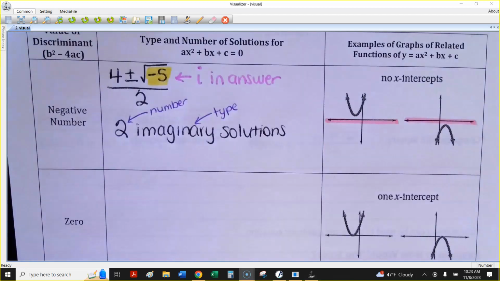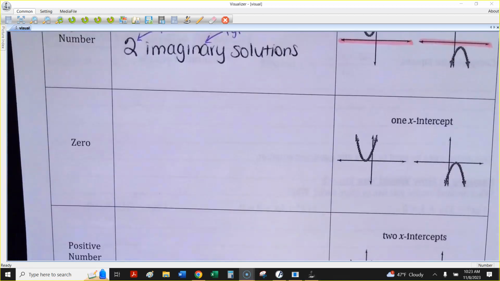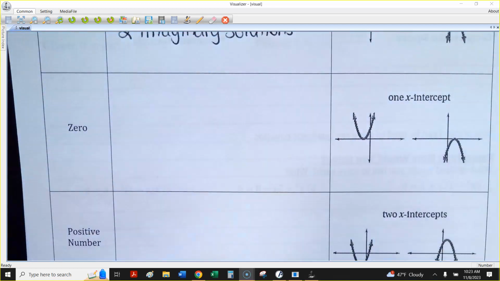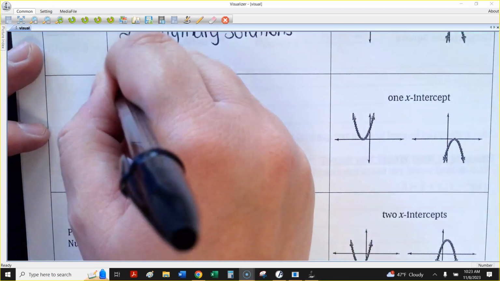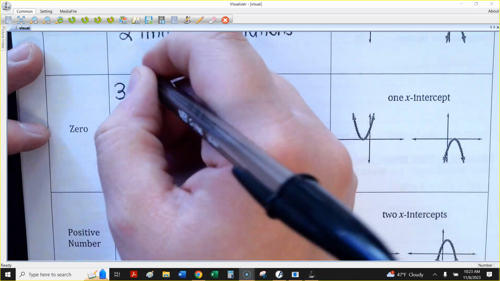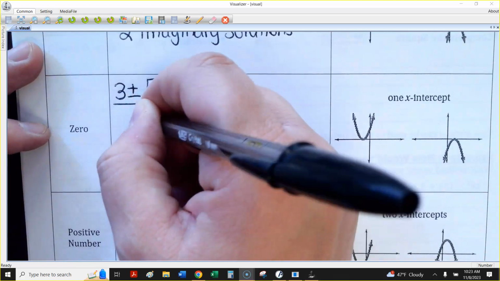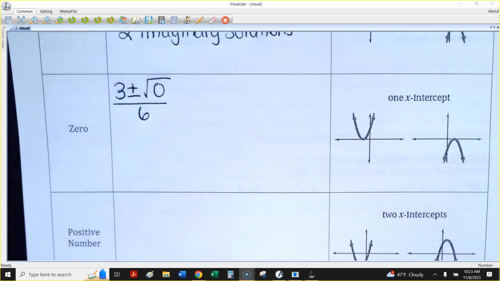Okay, now, second thing that could happen to you would be, let's say we did our b squared minus 4ac and we got 0. Now, I'm going to make up a full-on quadratic here real quick. Let's say I had 3 plus or minus, and then I had 0 under the square root. I don't know, maybe I have a 6 on the bottom or something. I'm just making this up.